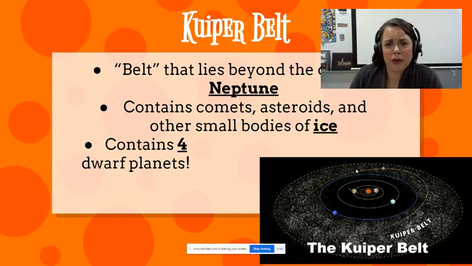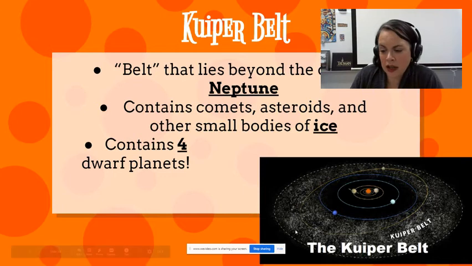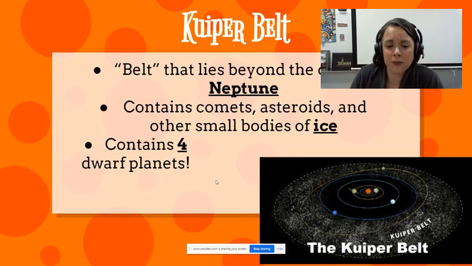Moving further out, really weird word, it's called a Kuiper belt. This is a belt that lies beyond the orbit of Neptune. And there's basically just a whole bunch of stuff out here. It's got comets, asteroids, other small bodies of ice. There's 4 dwarf planets out here. And so this is basically just a whole area of space debris and objects that are outside the orbit of Neptune.